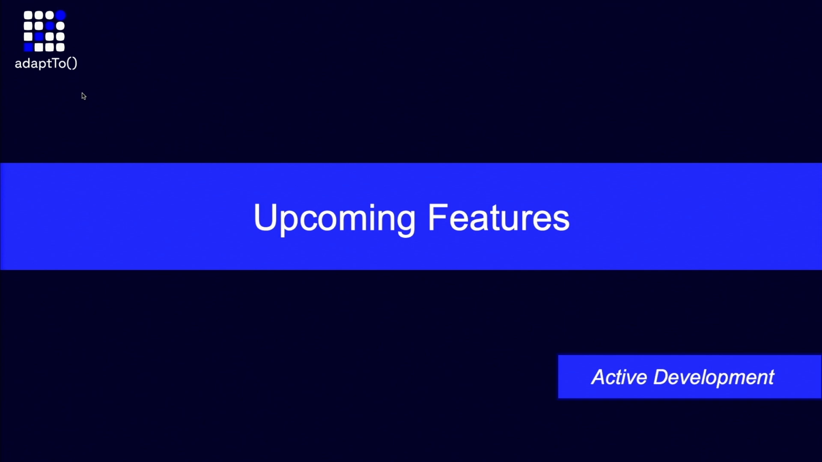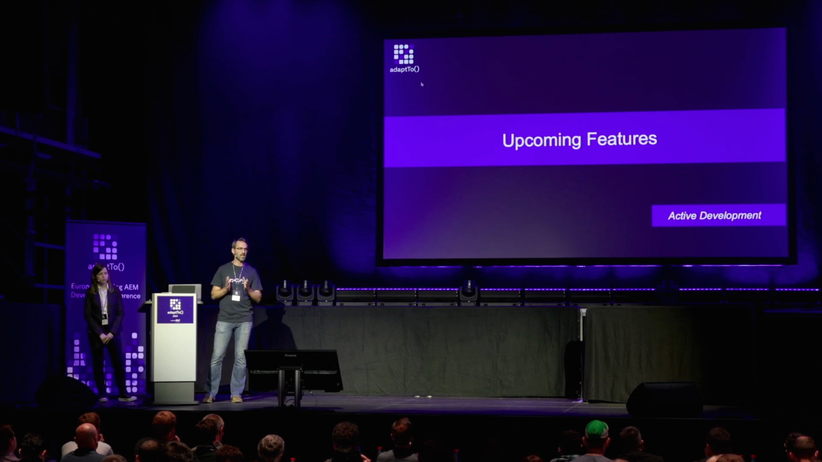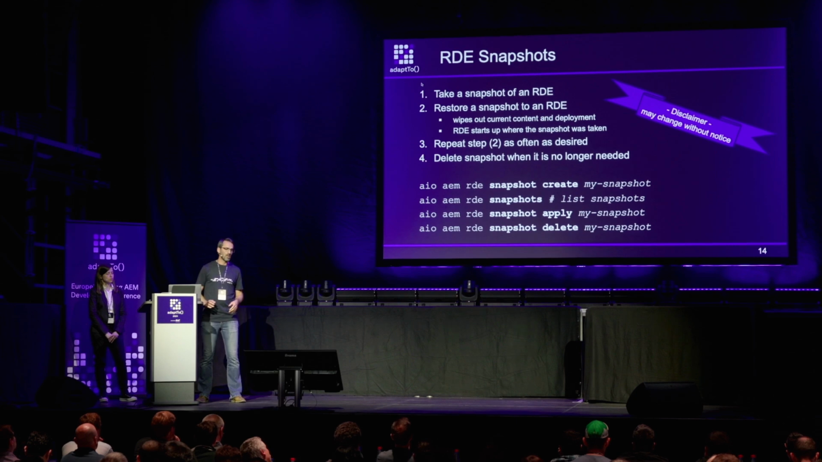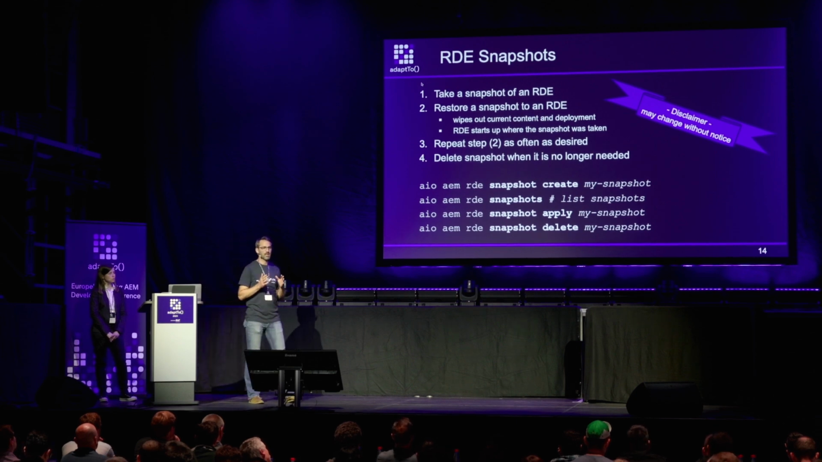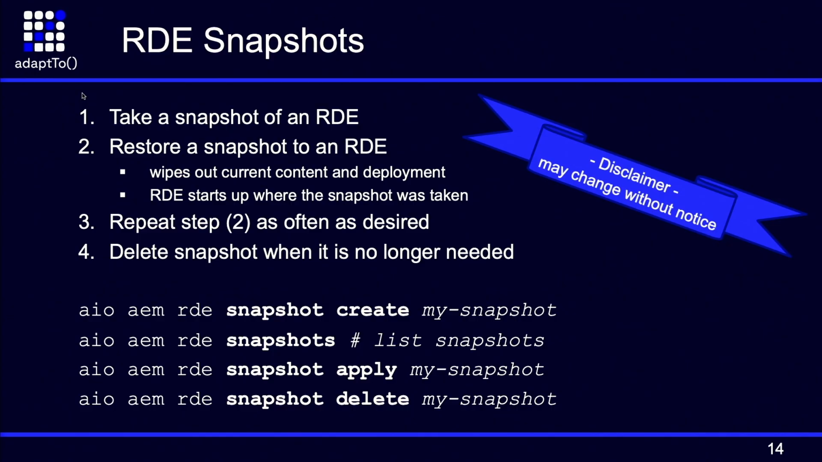Now, for me, the exciting part is what we're currently actively developing. There is, first of all, RDE Snapshots. That's the idea that you can take an RDE, set it up with your test content, with what you need, possibly with a basic deployment. That's up to you. And then you take a snapshot. And in that snapshot, we store the state of that RDE at that moment in time.